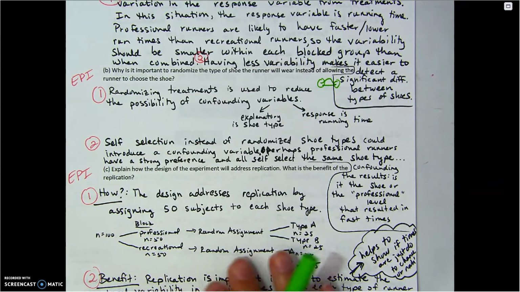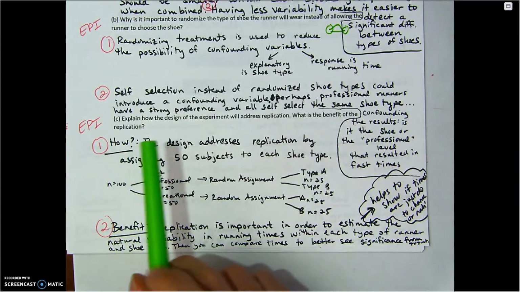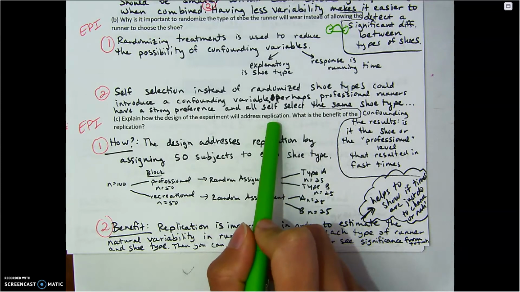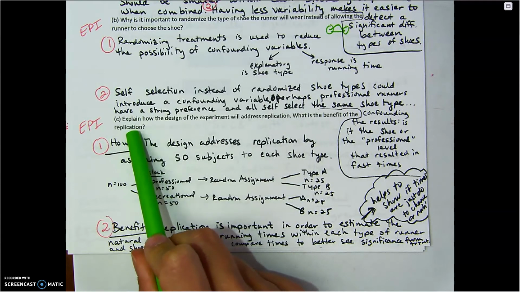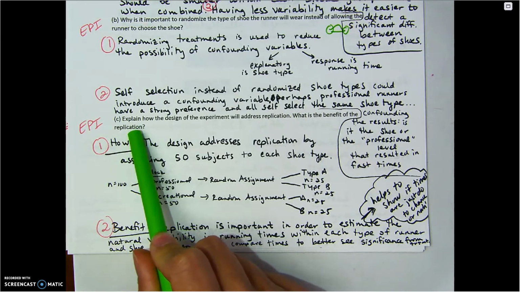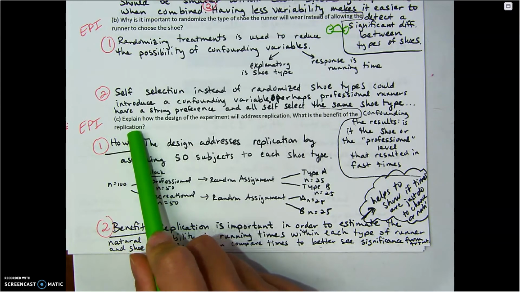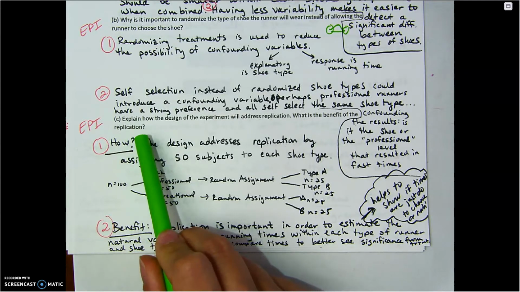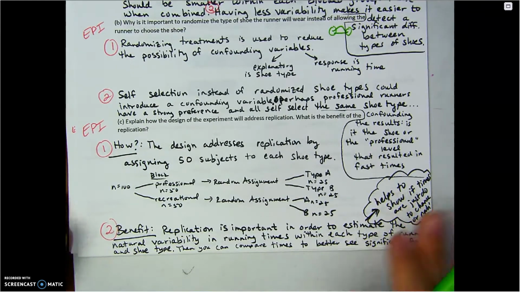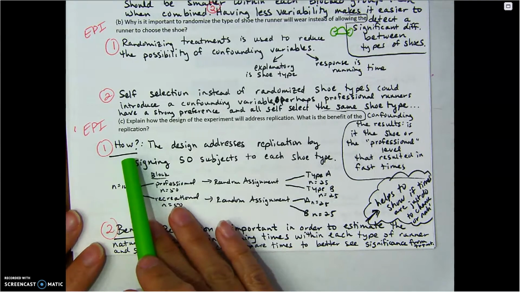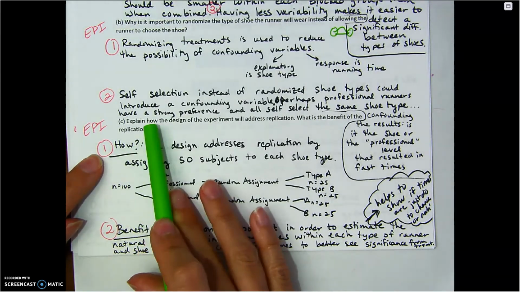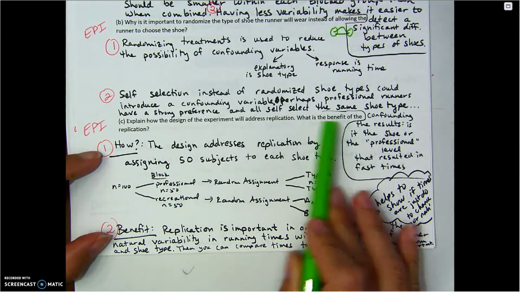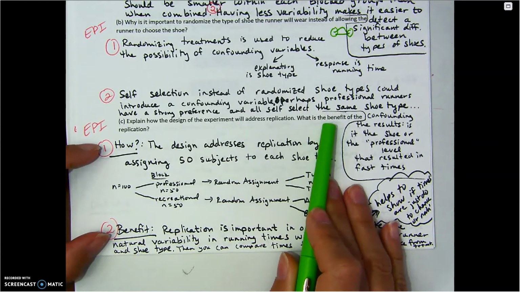So two things. All right, and then part C, explain how the design of the experiment will address replication. What is the benefit of replication? Be careful. Replication does not mean you can redo the experiment on Tuesday. All right, replication means you've got enough people, right? You've got enough subjects so that you can start to see a pattern in your results. Okay, so two things here. They're looking for you to answer the how, and then the second question was the benefit. All right, so answer the how and then the benefit.